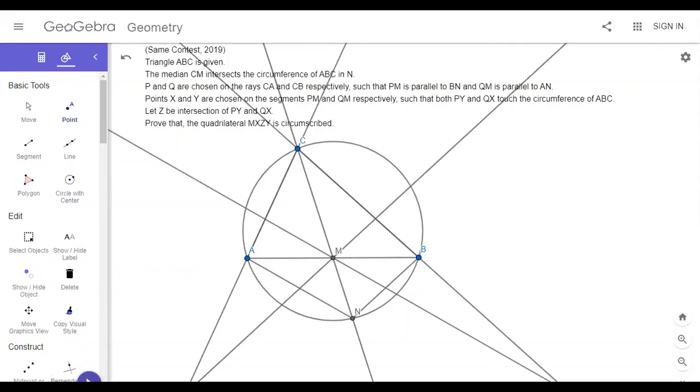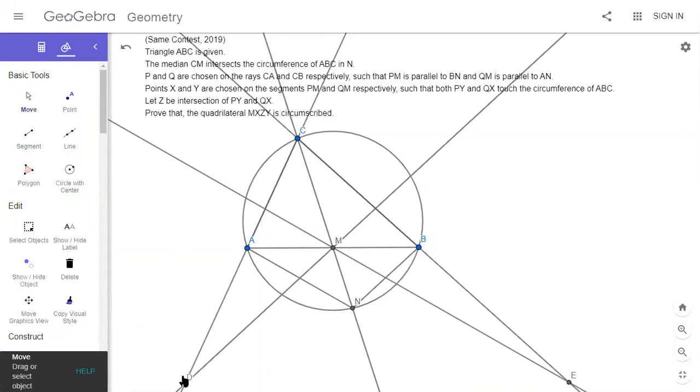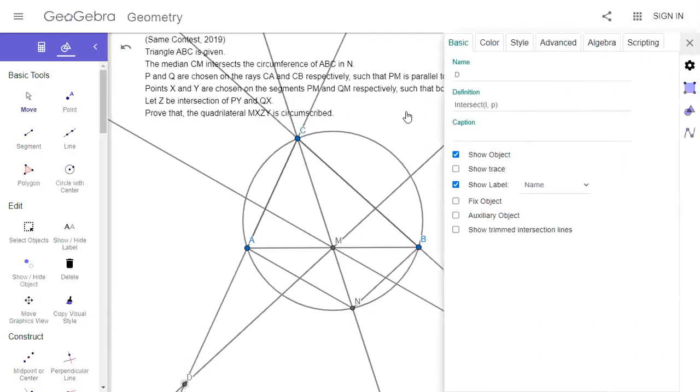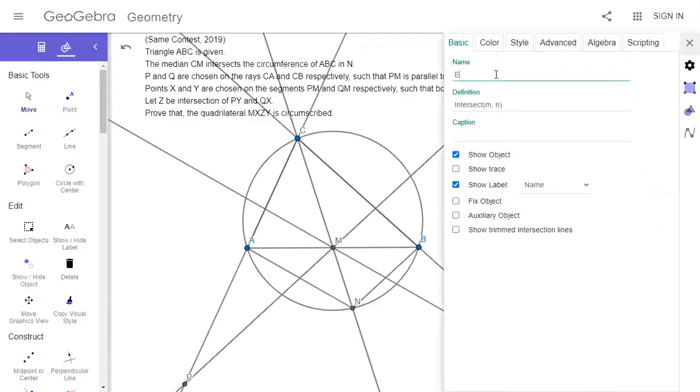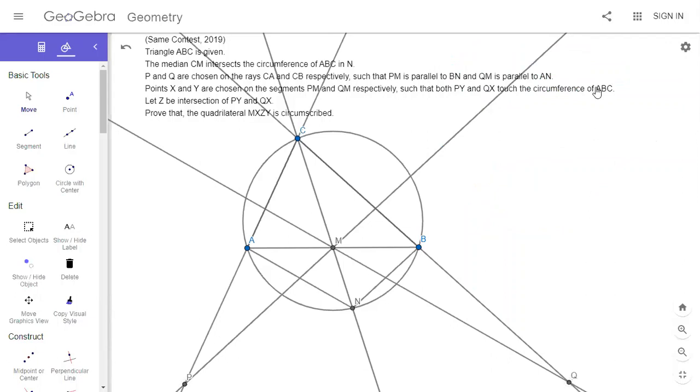Let's see if I can just draw the problem. So PM is, so this is P, and this is Q. So X and Y are on PM and QM, such that, wait, how do we know? Are they saying, are they just telling us that QD is tangent? I guess I'm confused.